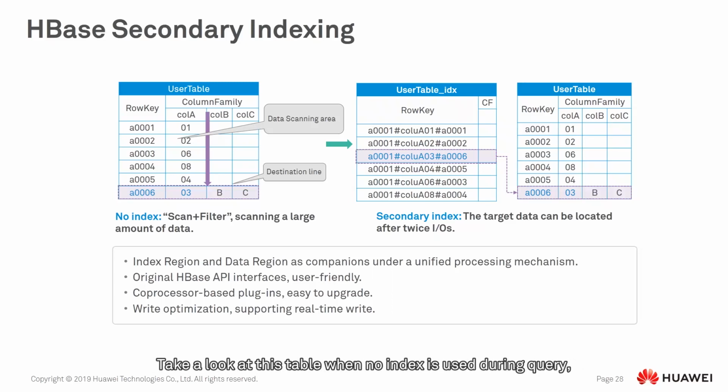When noIndex is used during query, the column A needs to be matched in the entire table by row to search the specific value of column A such as 3, which results in long time delay. When using secondary index, the index table is searched first to identify the location of this row, which narrows down the search scope and reduces the time delay.